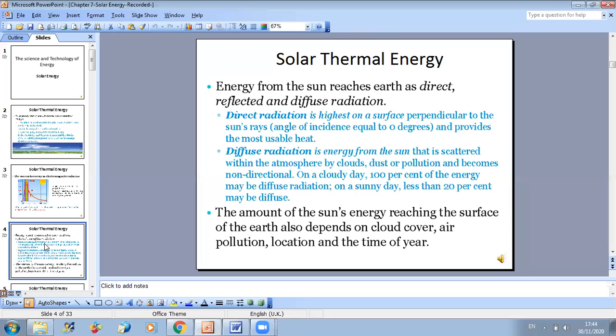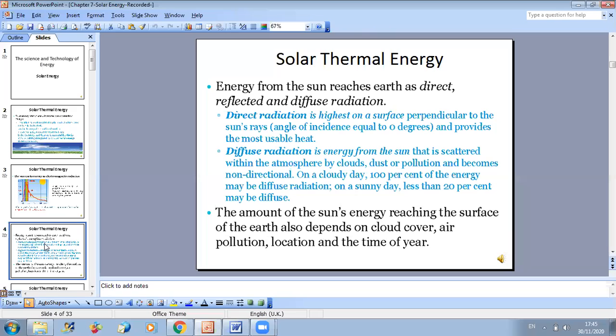Now, concerning diffuse radiation, it is the energy from the sun that is scattered within the atmosphere by clouds, dust, or pollution and becomes non-directional. What we mean by this is that it will not reach the Earth directly. It will be obstructed by something such as clouds or dust or pollution, and then it will be redistributed in all directions. So it will not be directional anymore. This will sometimes reduce its strength, but in this way it will be distributed to a larger area.